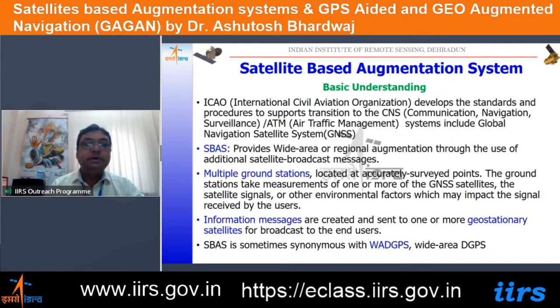So SBAS is providing wide area or regional augmentation through the use of additional satellite broadcast messages. So primarily what happens is that we have multiple ground stations on the ground, on the earth, which have known locations. So they are already accurately surveyed. So they act as the base station.